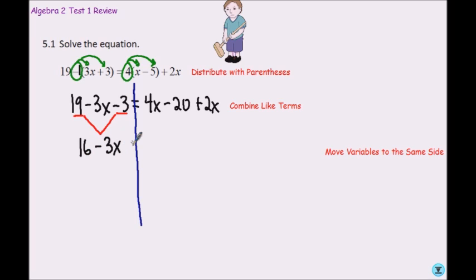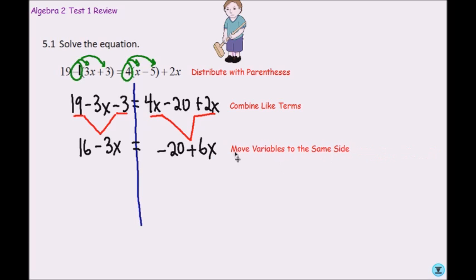And then if I look at the right side of the house, if I look at this room over here, I see a 4x and a 2x that I can put together. So if I had 4, now I got 2 more, then that means I've got a total of 6. Alright, and so now the last part of this, as far as cleaning this up, is that I want to move variables to the same side.